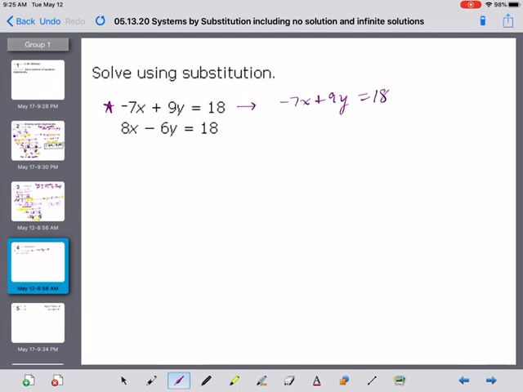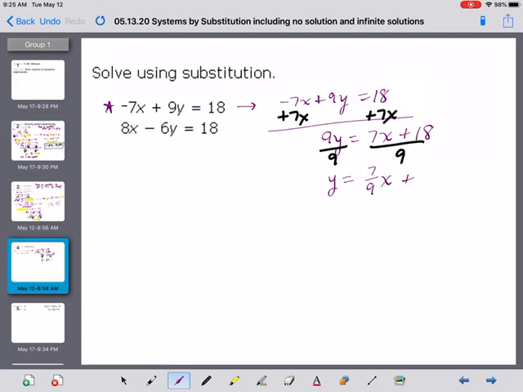I'm going to solve for y. Okay, so we add 7x. Right? This is nothing new. It's just going to be a longer problem. 7x plus 18. And then what? Divide by the number next to y. Divide by 9. So that gives you 1y equals 7/9 x plus 18 over 9, which is 2. Okay. So now you have y alone.